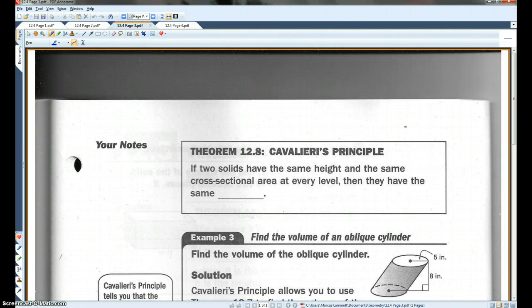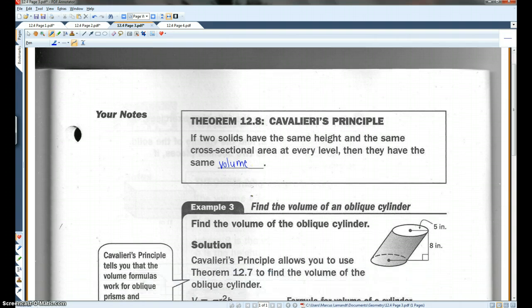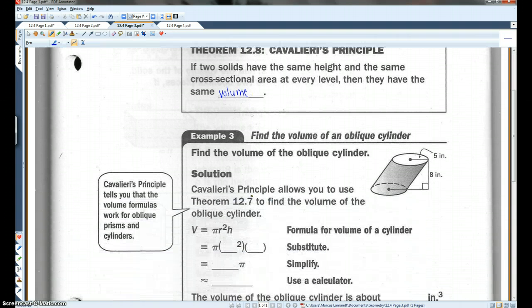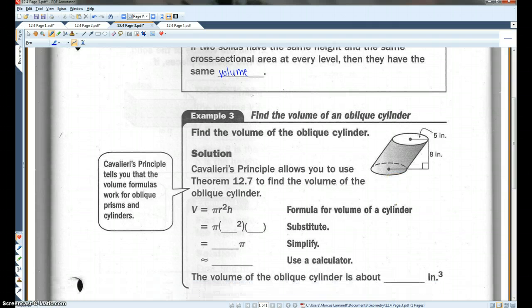Theorem 12.8. Cavalieri's principle. If two solids have the same height and the same cross-sectional area at every level, then they have the same volume. Okay? So for example, example 3, find the volume of an oblique cylinder. Cavalieri's principle allows you to use theorem 12.7 to find the volume. Basically, you can use the same theorem, the same formula, even if the cylinder is slanted like this.